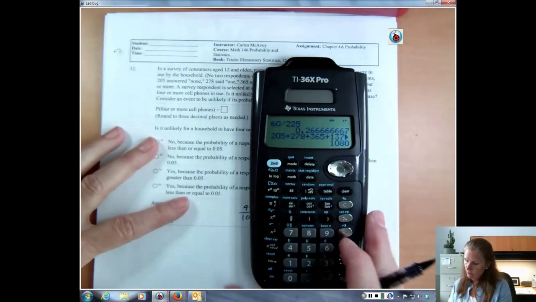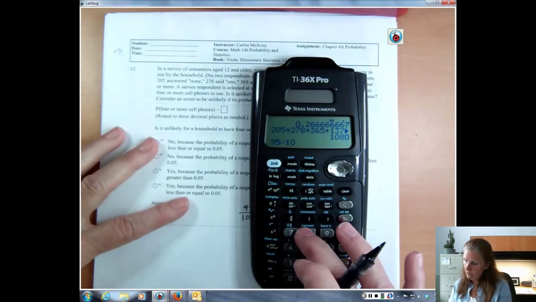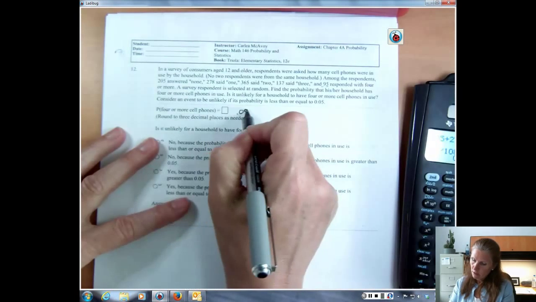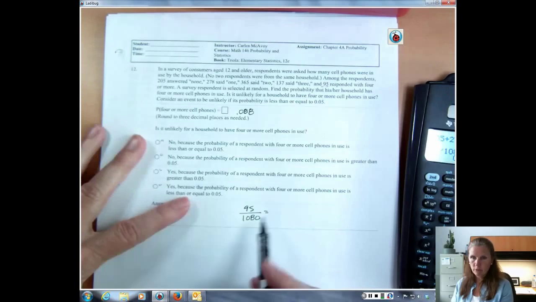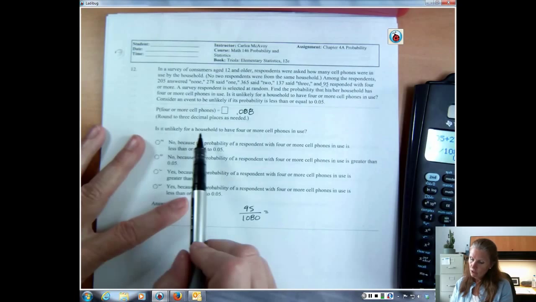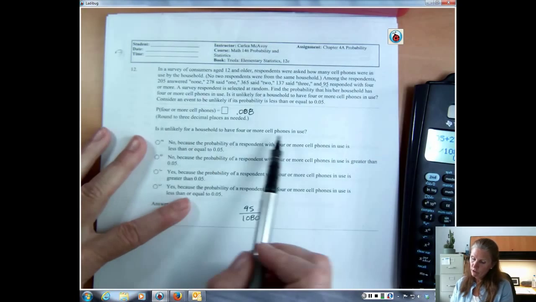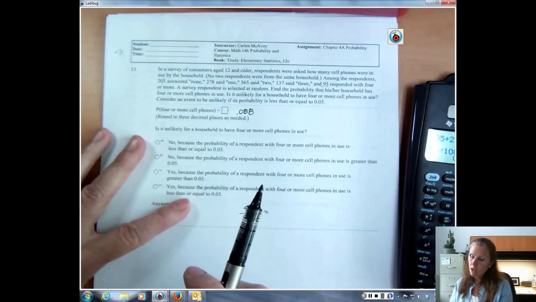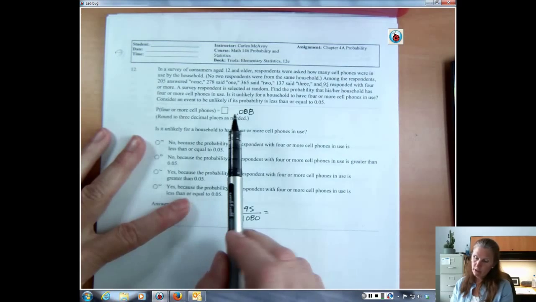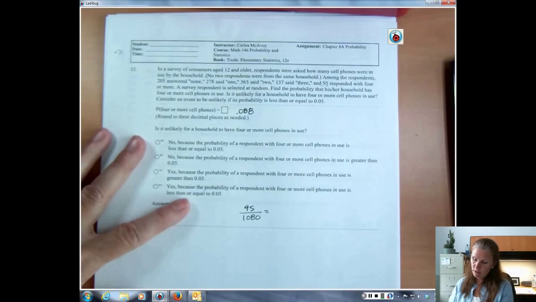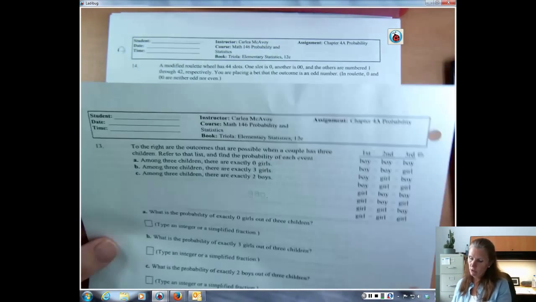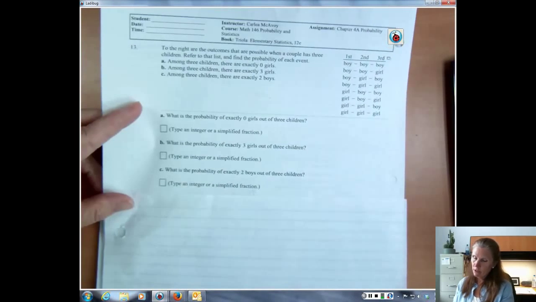Probability of 4 or more cell phones is then 95 divided by 1,080, which is 0.088. Right? That's rounded approximately to 3 places. Is it unlikely for a household to have 4 or more cell phones in use? Well, I'm going to let you answer that one on your own. But think about this. If it's more than 5%, it's not unlikely. So you've got to find that. No, it's not unlikely. It's happening almost 9% of the time. That's not unusual, right? We have 5 on our plan, so I don't think it's all that unusual. Okay. Let's move on. You can answer that one.